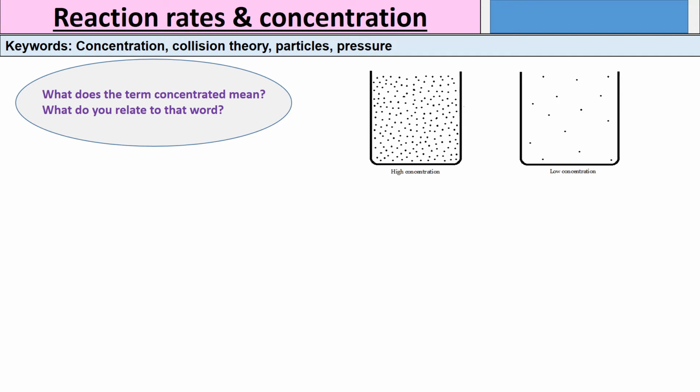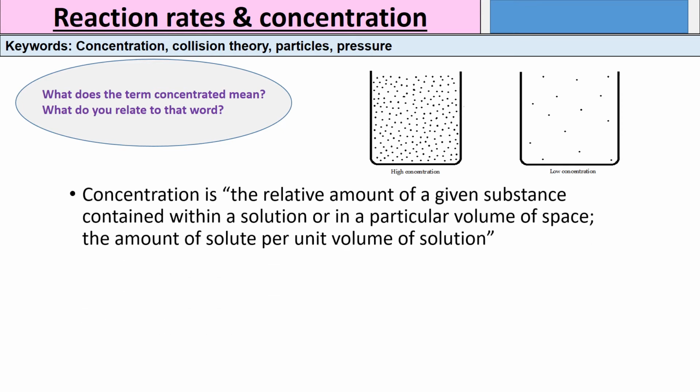Okay, so hopefully you've paused the video and managed to come up with a definition of what the term concentrated means. If you didn't, what do you relate to that word as well? Well, this is the answer. So concentration is the relative amount of a given substance contained within a solution or in a particular volume of space. So it's the amount of solute per unit volume of solution.